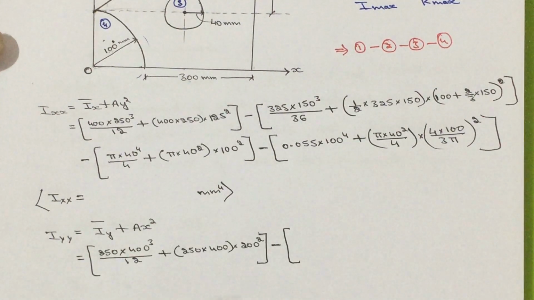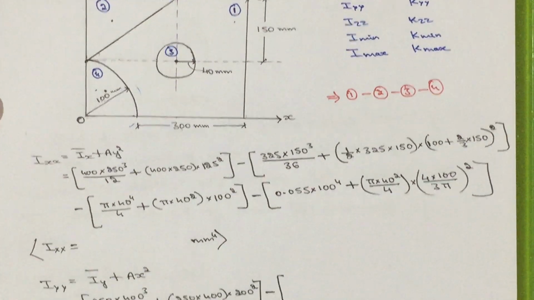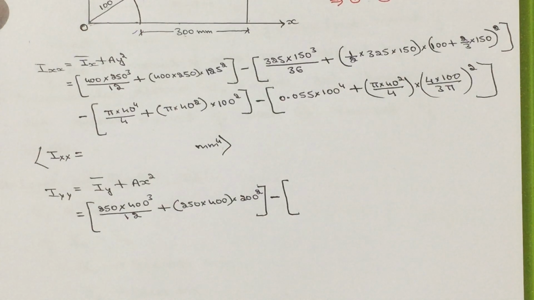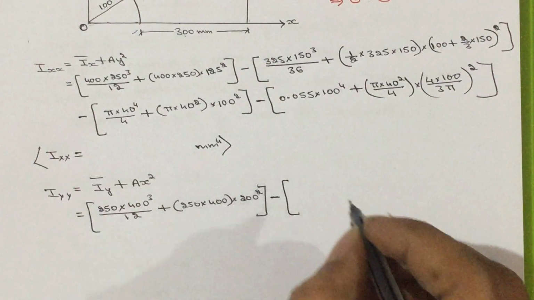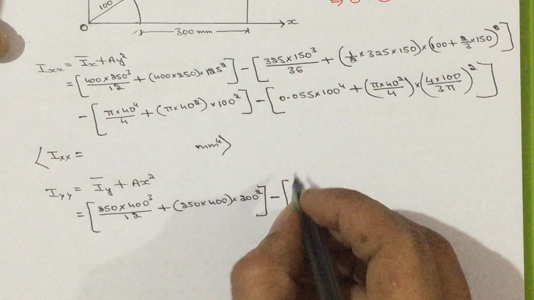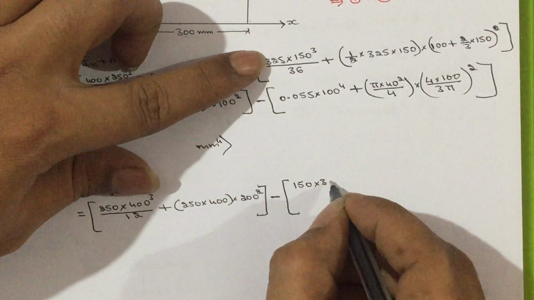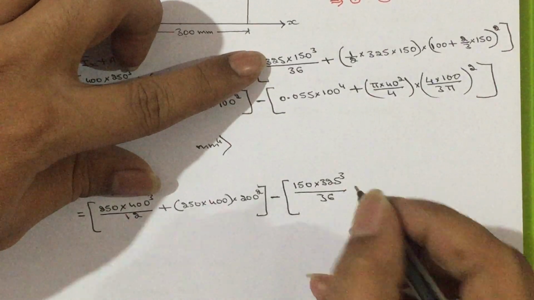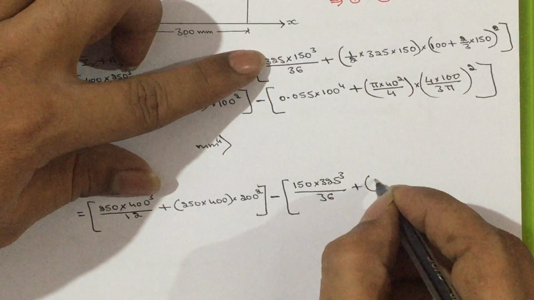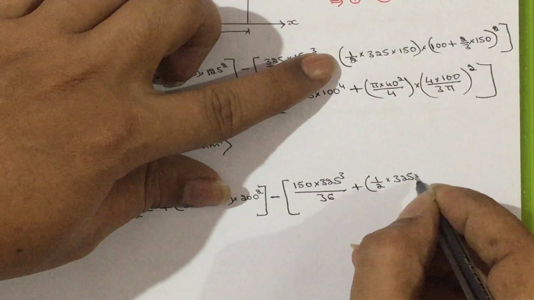2 is what? 2 is the triangle. So, for the triangle, Ix bar is b h cube by 36, Iy bar is h b cube by 36. See, you already know the h value, that is 150, and the b value is 325, h b cube divided by 36 plus area is half into 325 into 150.